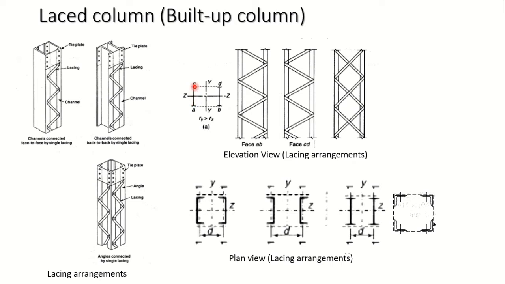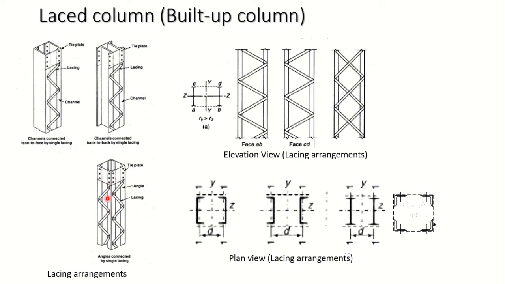If I use I sections, they can be placed side by side in this form. Okay, so this is also possible. We can use two such members for our built-up column. So this is a third arrangement. Another arrangement we can have is four sections. We can use angle sections. Here we have used angle sections.